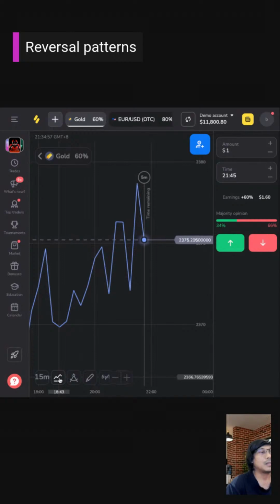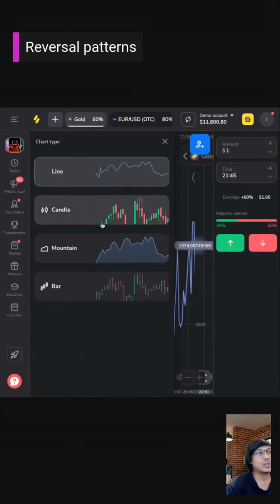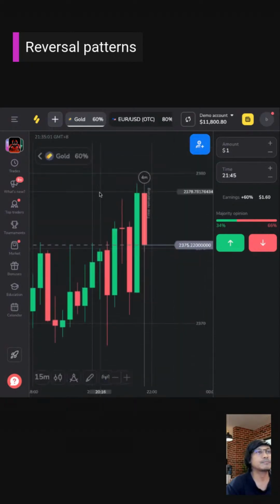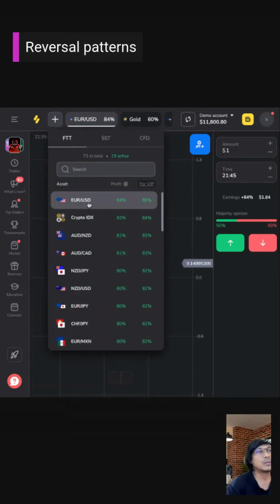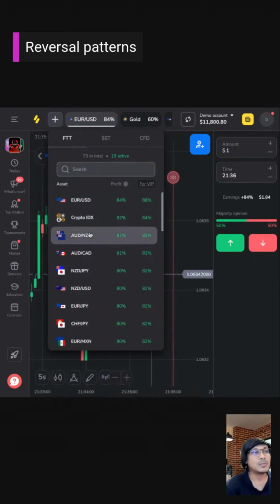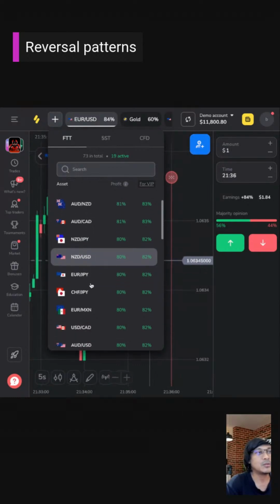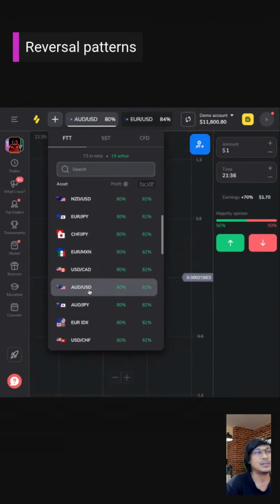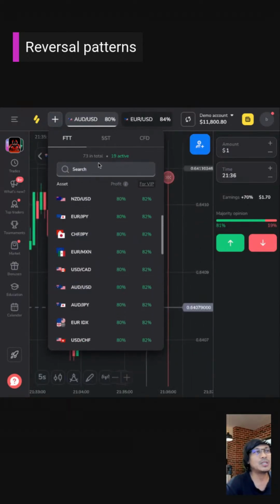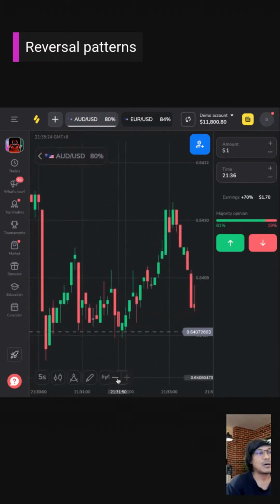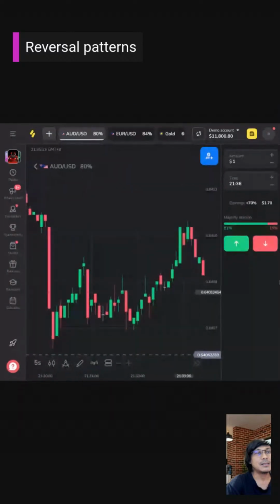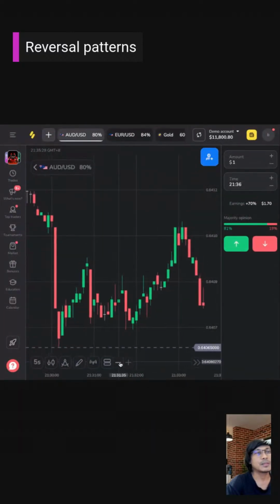That's a 15-minute chart, and let me go to candles. Let's look at what we have here. Okay, good, we have EUR/USD. Let me see if we have NZD/USD, AUD/USD. Nice, so we have AUD/USD on the screen. Now let's find a head and shoulders pattern.